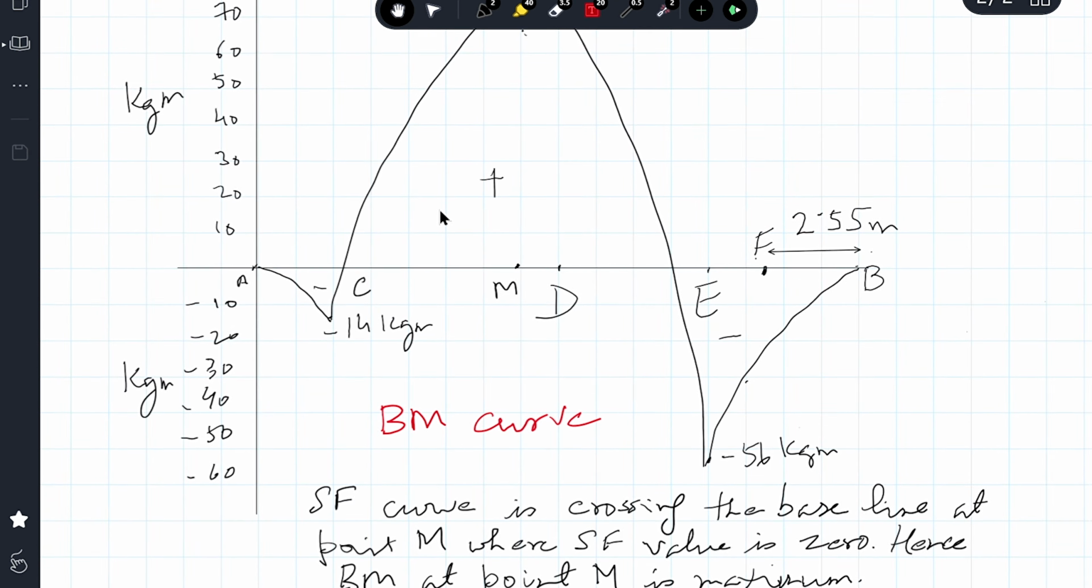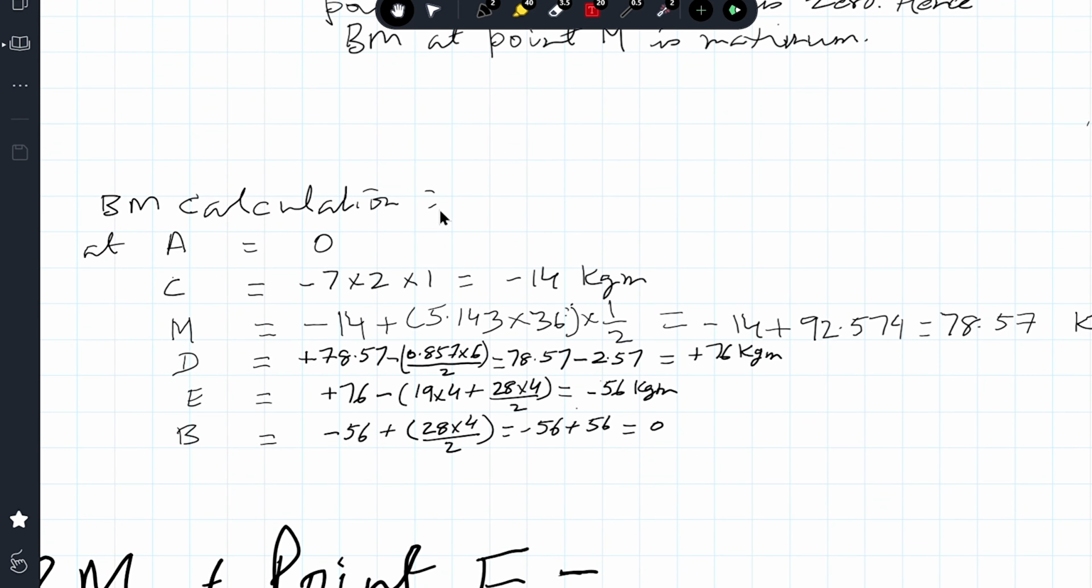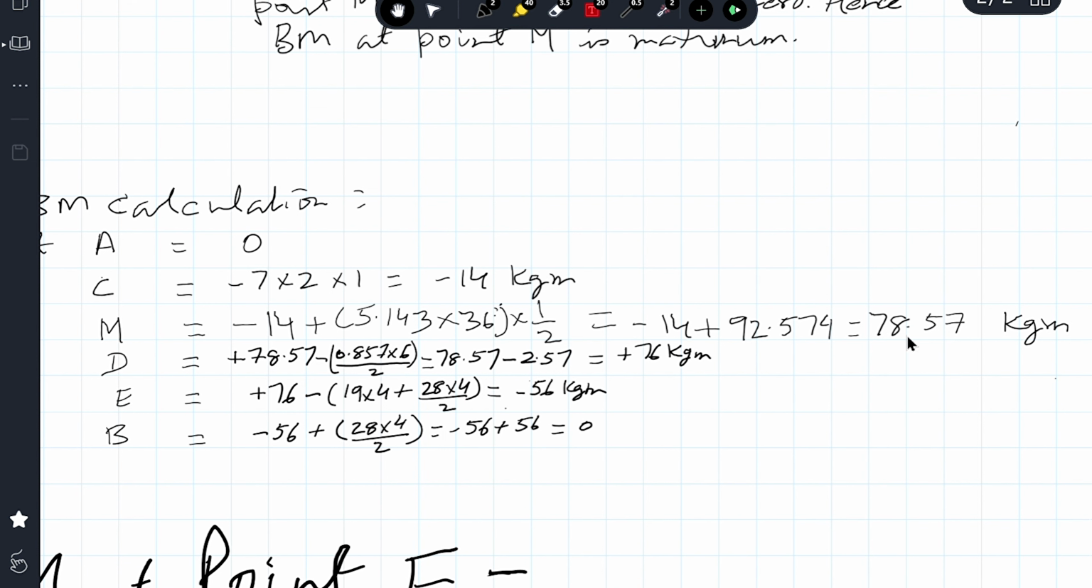So bending moment at point M is, it's minus 14 up to point C. Then I add to it that area of the triangle which we just found. Base is 5.143 and the height is 36 into half. So half base into height, that big triangle. So algebraic sum will be minus 14 plus 92.574 is 78.57 kg meter.